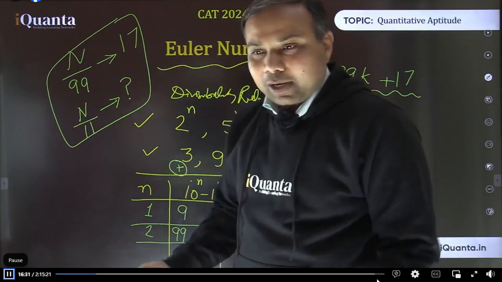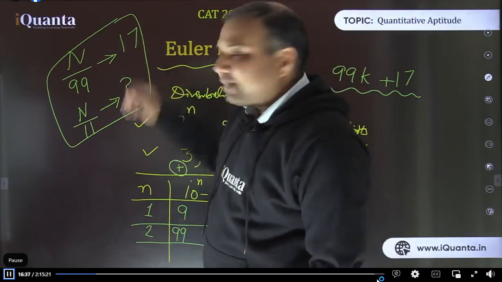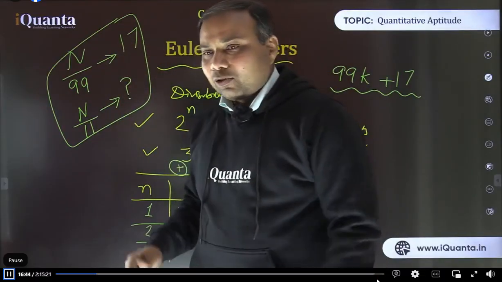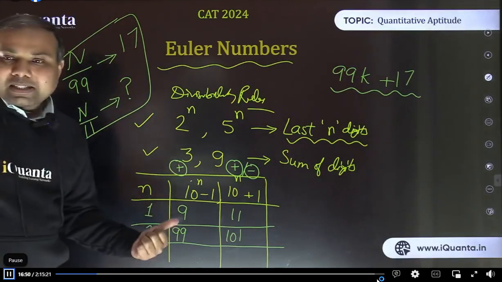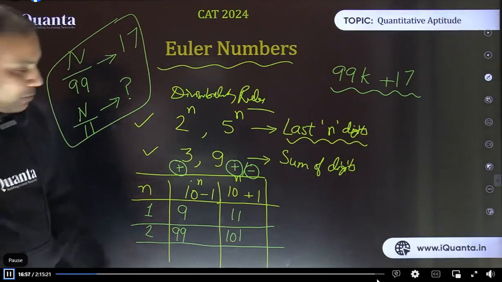Yes, perfect, fine. It's 6 only. Why? Because the number is of the form 99k plus 17. Now 99k is divisible by 11, so I just need to find the remainder of 17 with 11. So that's the way the question is asked. Let's move further now. Basically the point was that these rules are not only for these divisors, but for their factors also, and that is the main purpose of discussing these rules.